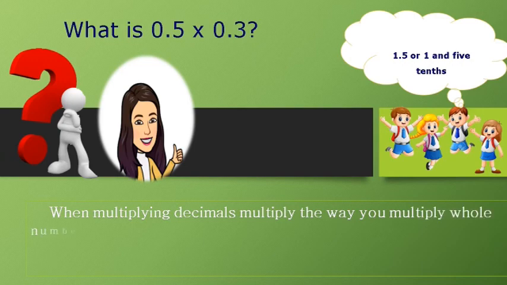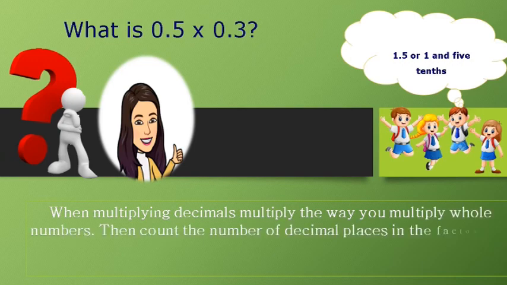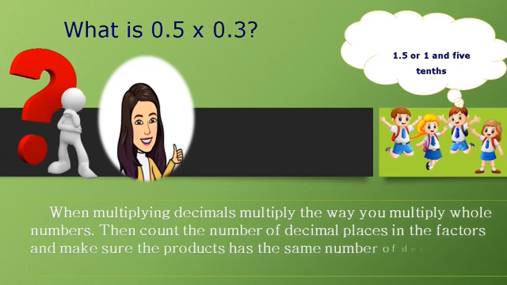When multiplying decimals, multiply the way you multiply whole numbers. Then count the number of decimal places in the factors and make sure the product has the same number of decimal places.